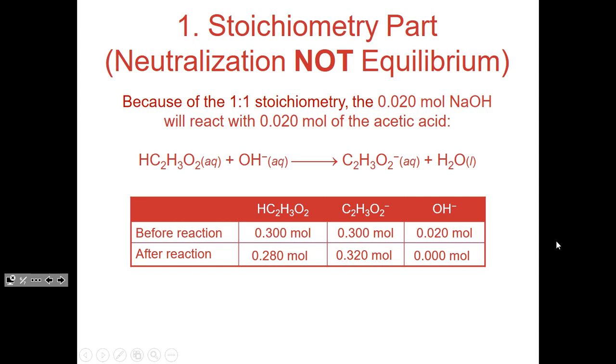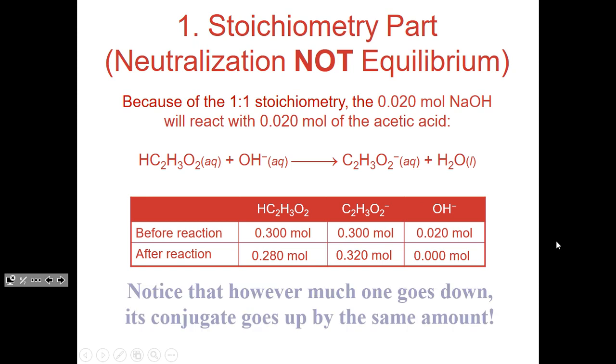And remember, we have to be in moles to do this calculation because we're looking at a chemical reaction, and that happens on a particle level or a mole level. And notice that however much one goes down in a buffer situation, the other goes up by the same amount every single time because one is being converted into the other. And it doesn't matter which one we're neutralizing. However much one goes down, the other is going to go up.